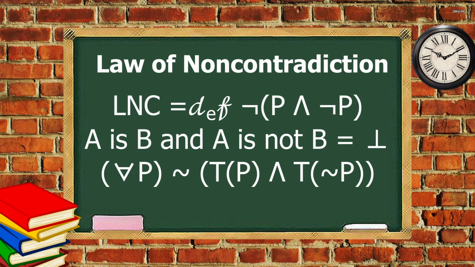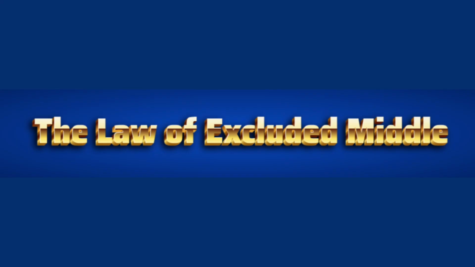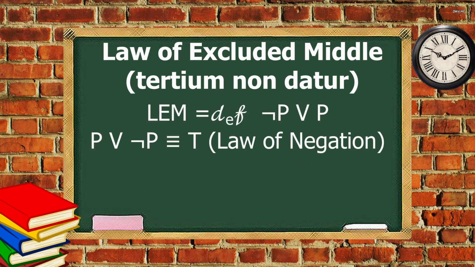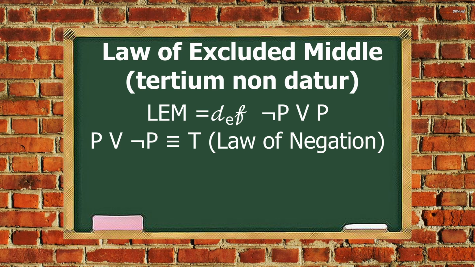This can also be expressed in terms of metatheory as, for all propositions it must be the case that the proposition is true or its negation is true, wherein negation of P is equivalent to P is false. By use of one of De Morgan's laws, you can derive from the law of non-contradiction the law of excluded middle, which holds that a proposition must be either true or false. Propositionally, the law of excluded middle can then be defined tautologically as P or not P, or explicitly by the law of negation, as P or not P is always true.